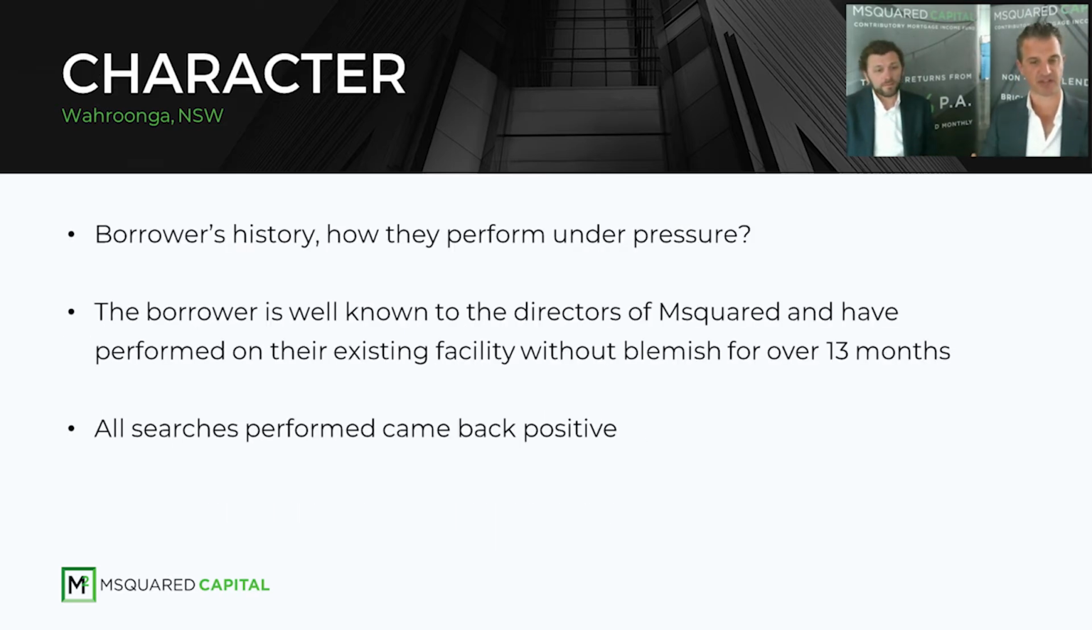The second aspect is character. When we look at character, we're looking at the borrower's history and how that borrower performs under pressure. Absolutely. So we do the necessary searches. We see what other lenders that particular borrower has been with before. As the common saying goes, a leopard doesn't change its spots. So if the borrower has had previous bad history with other lenders, they most likely will have it with us as well. In this instance, we had an existing borrower with Msquared that hasn't had a blemish for 13 months. All sorts of searches came back positive. So there was a green tick on the character piece.